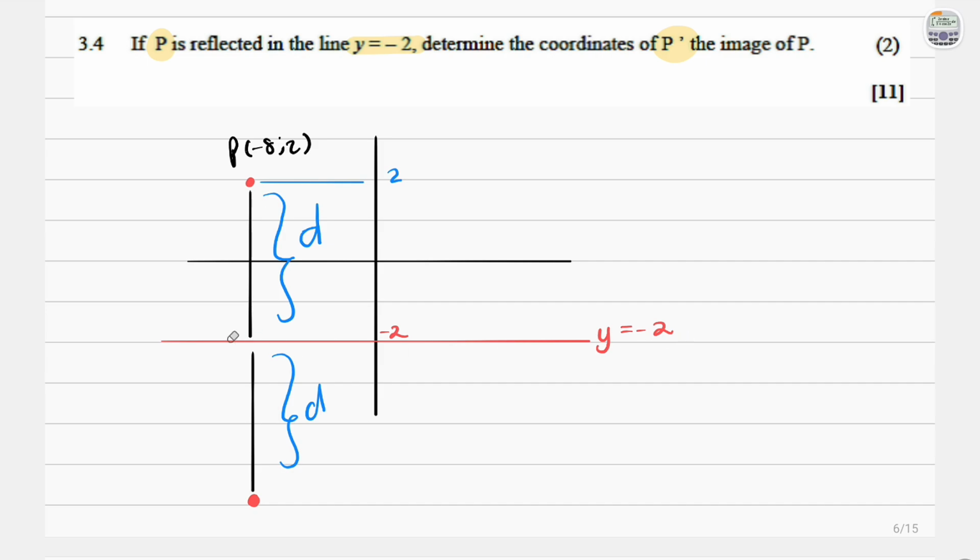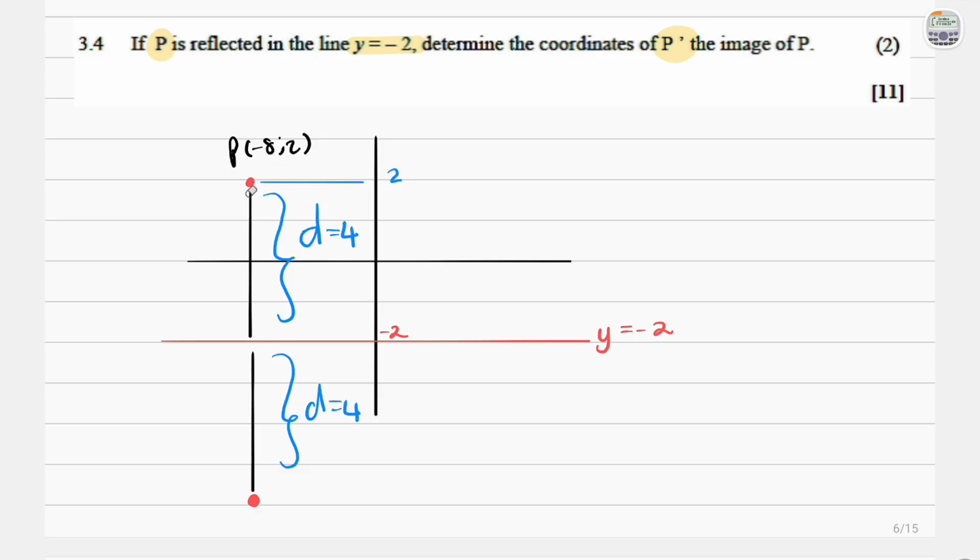So the distance between this line y equals -2 and this point P is what? This is -2, this is 2. The distance there is 4. You can say 2 minus -2. But you can also see it as I went 1 unit up to get to 0, and then 1 unit to get to 1 and 1 unit to get to 2. So that's 4 units. So the distance from this line to this new point will also be 4 units.